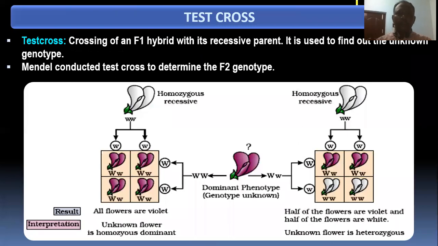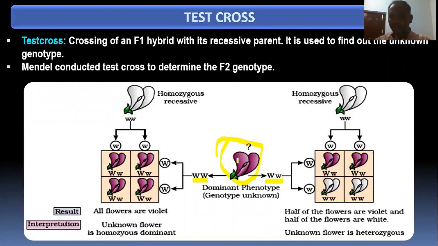So test cross here. As I already told, Mendel conducted test cross to determine the phenotype of F1 and F2 generation, right? You assume here the flower color in F1 generation is violet. So the violet color is a dominant character. When the violet color is expressed in both homozygous dominant condition and heterozygous condition, the violet color is expressed.